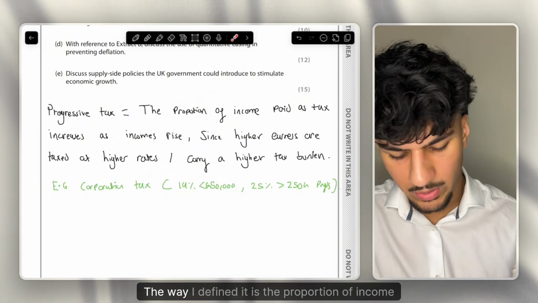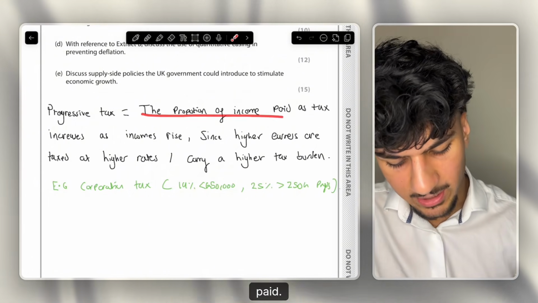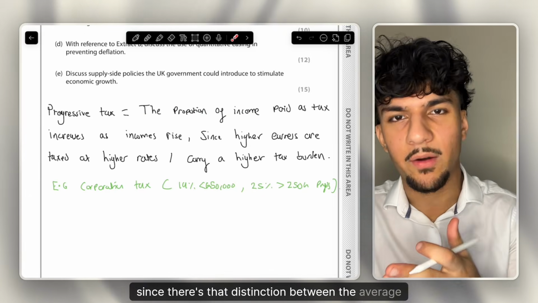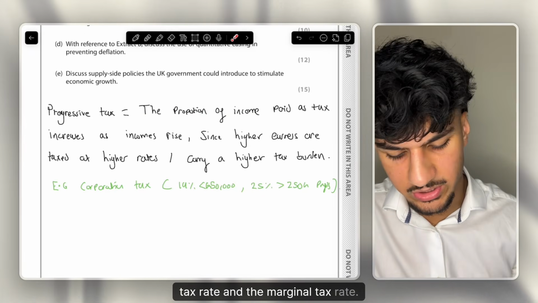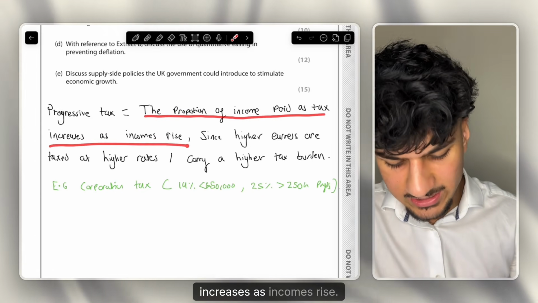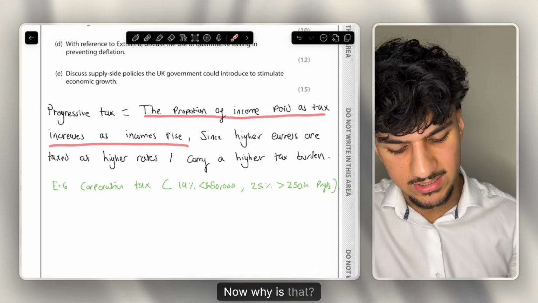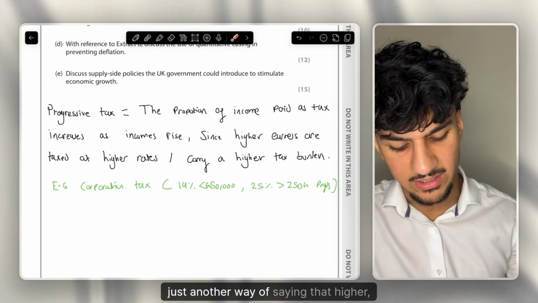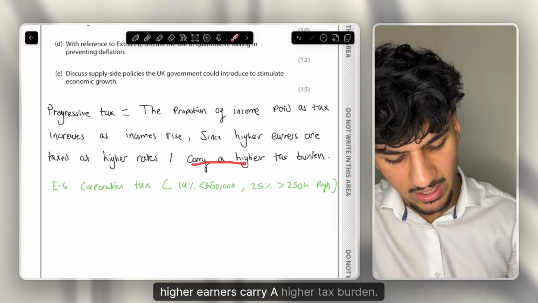So how would I define this? The way I defined it is the proportion of income paid, and remember, it's all to do with the proportion of income paid, since there's that distinction between the average tax rate and the marginal tax rate. But the proportion of income paid as tax increases as incomes rise. And why is that? Since higher earners are taxed at higher rates, or just another way of saying that, higher earners carry a higher tax burden.